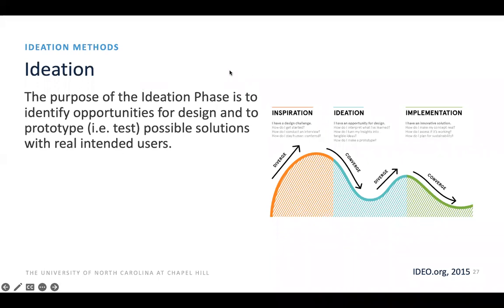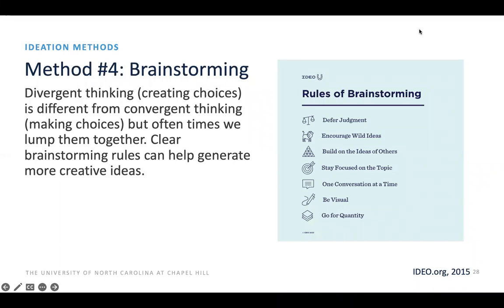Okay, this is my favorite because so many people use this word, but not in the way that it is originally intended. So method 4 is brainstorming. Like we said earlier, divergent thinking is about creating choices, and it's very different from convergent thinking, which is making choices. Oftentimes, though, we lump them together. Clear brainstorming rules can help generate more creative ideas free of judgment. And that's what we want in a true brainstorm.